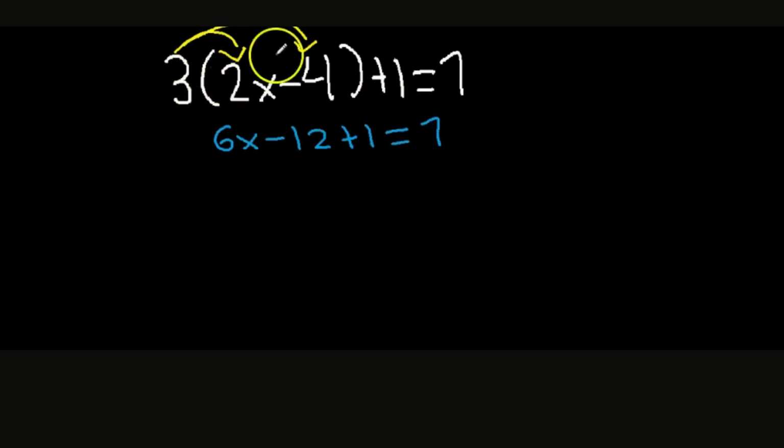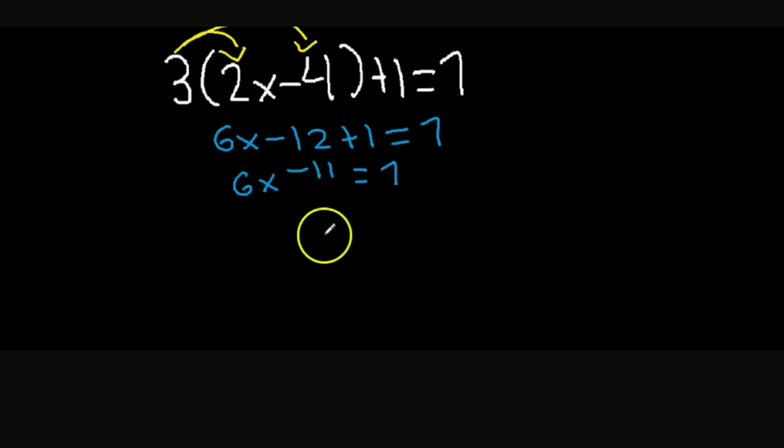So we have done the first step. Next, it's technically everything that we've done in the video before. You can try to solve it now. You can pause the video. Okay, so once you're done, negative 12 plus 1 equals negative 11. And then you put 6x down, and then you would put equals 7.